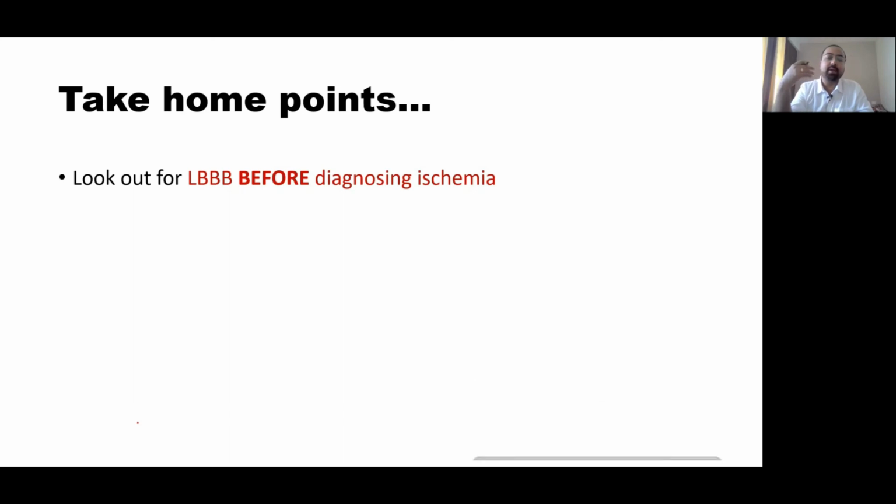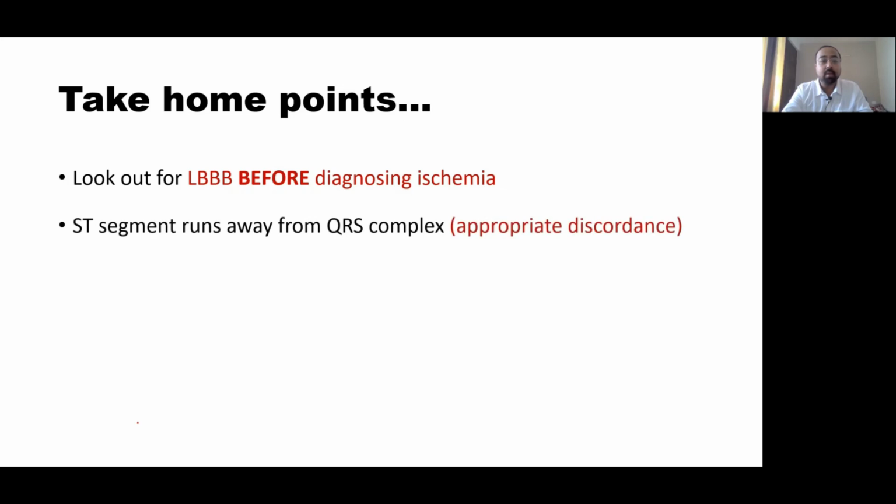Now, if you have to take home some points from this particular video, you should consider these. That you should look out for left bundle branch block before you diagnose an ischemia, because LBBB can itself cause some STT changes, and if you miss LBBB, you may wrongly diagnose it as ischemia, which may just be the secondary repolarization abnormalities.